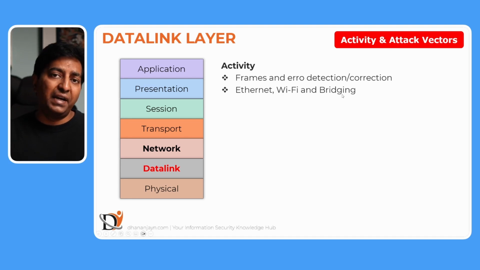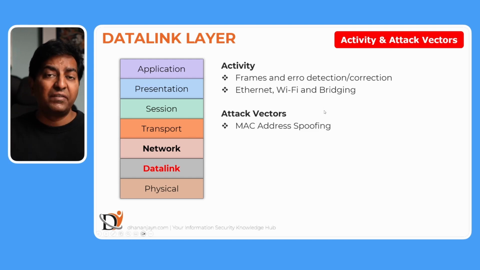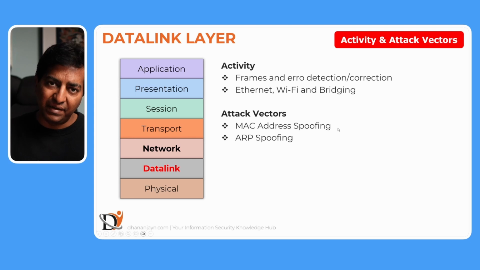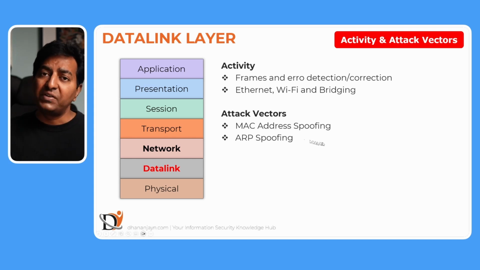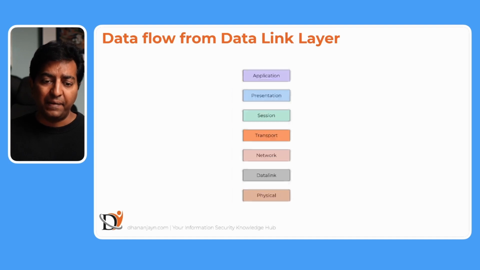Ethernet, Wi-Fi and bridging, these are the activities done. So Ethernet devices work at this layer. Then attack vectors: MAC address spoofing, same like IP address, a MAC address can be spoofed. ARP spoofing, that is Address Resolution Protocol spoofing, is possible at this layer. Then VLAN hopping is an additional attack that can be done.